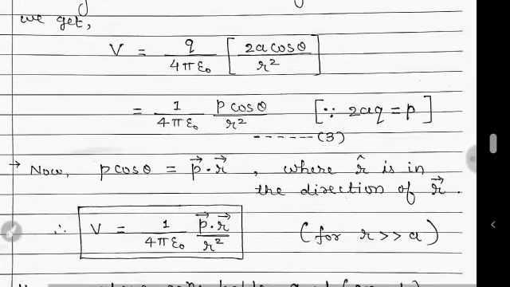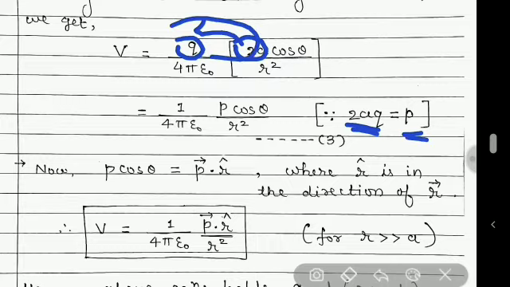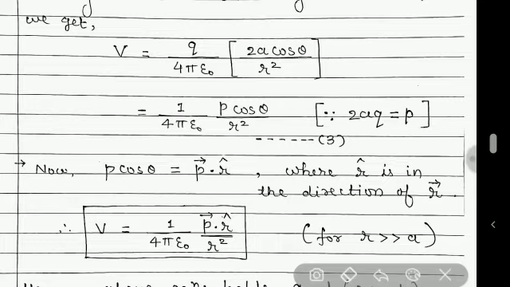Next step, once again quite simple. Now in this term you can see there is twice of a and there is Q. So if you multiply these, 2aQ is equal to p only, the dipole moment. So in place of 2aQ we'll put p, and the rest of the things stay as they are. So we'll get this equation. Let us call this equation number 3.